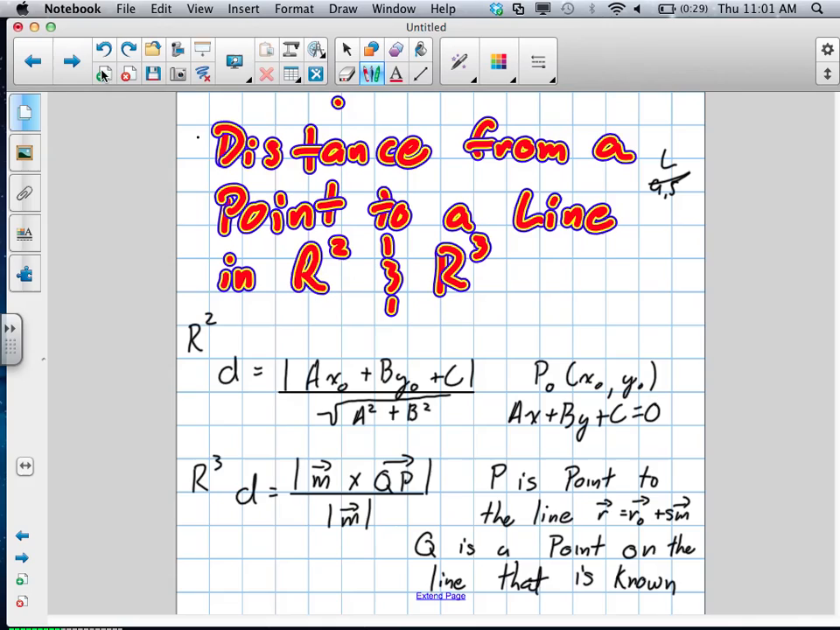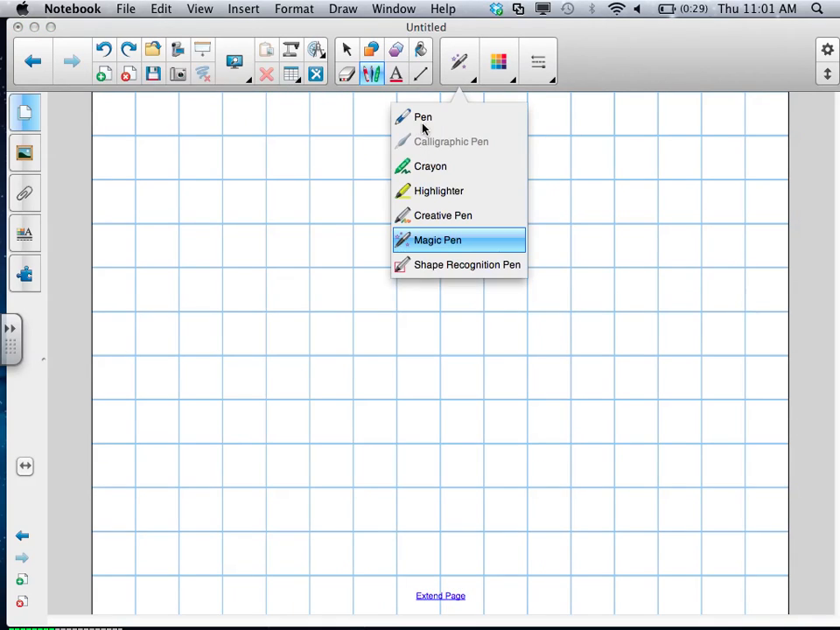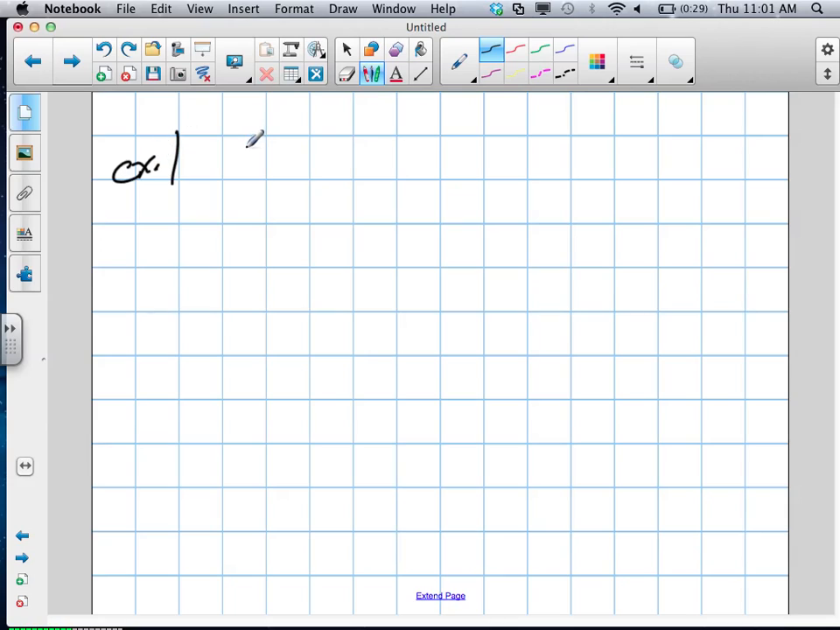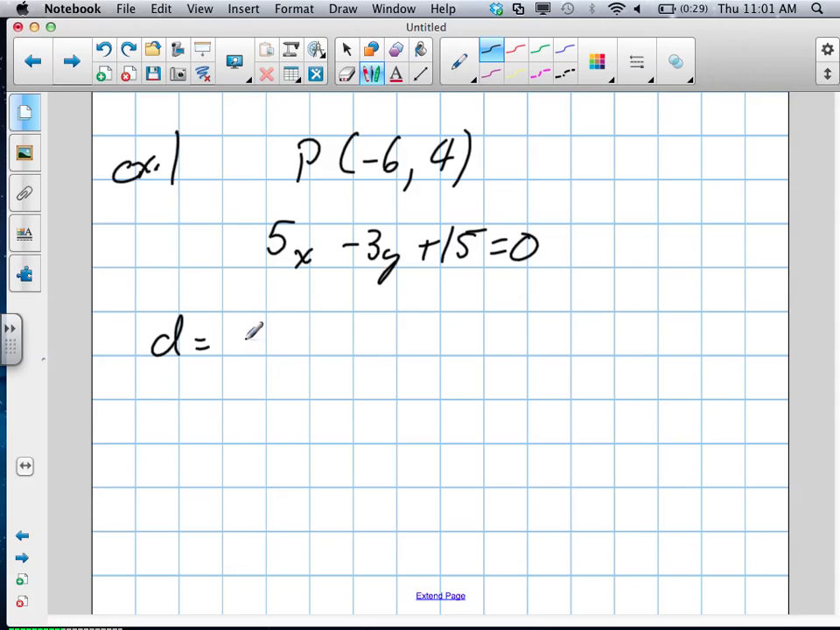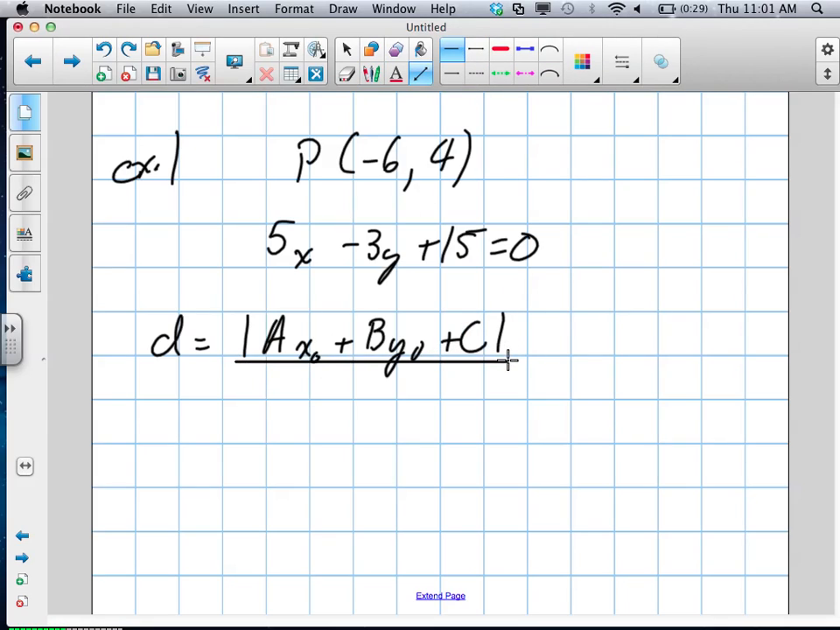So, example 1. They've given us this point, P, at -6 and 4. So we're in two space here. And they want to find the distance from the line, which is written already in Cartesian form: 5x minus 3y plus 15 is equal to 0. Wonderful. Because we're in two space, we know that our distance is equal to the absolute value of a x naught plus b y naught plus c, all divided by the root of a squared and b squared.